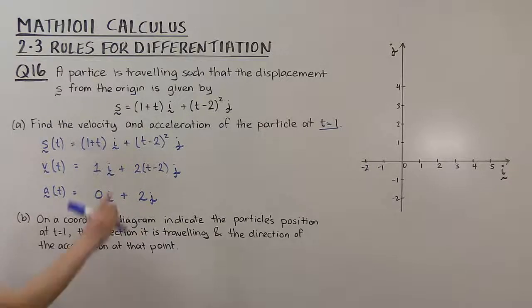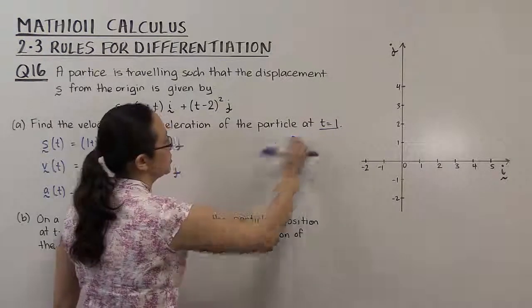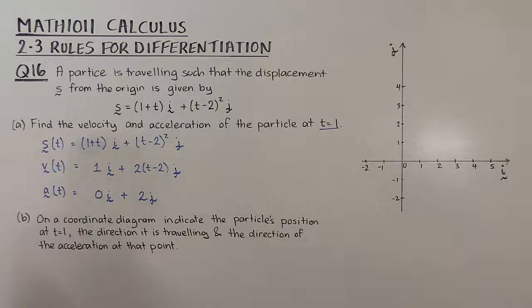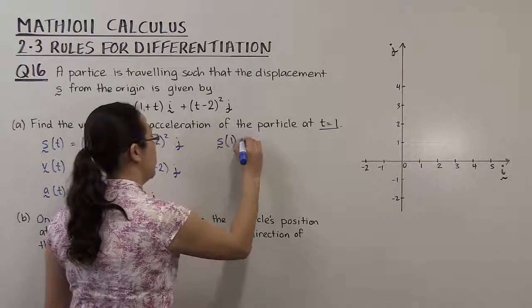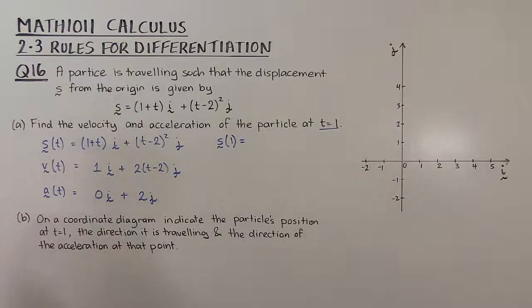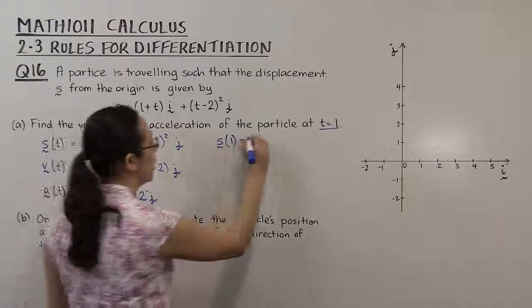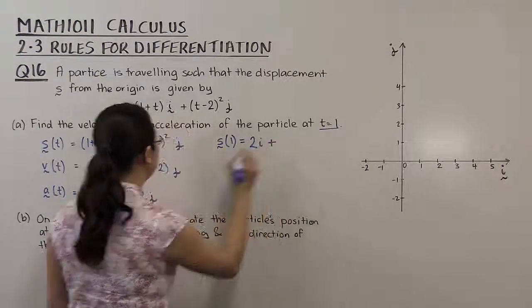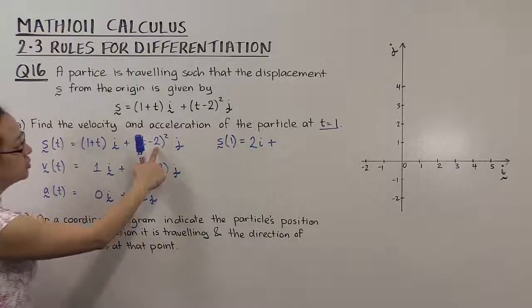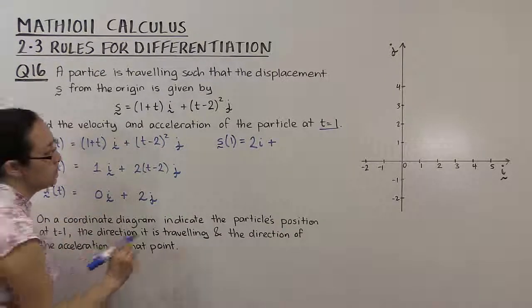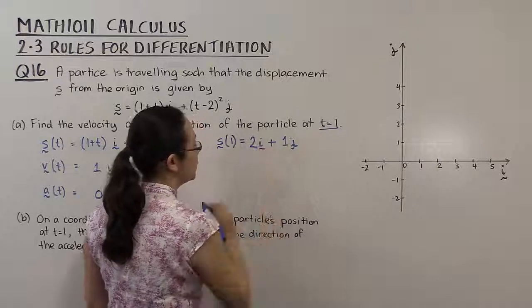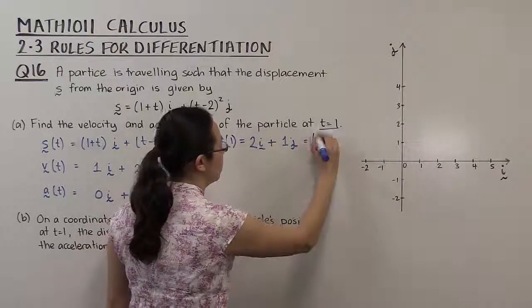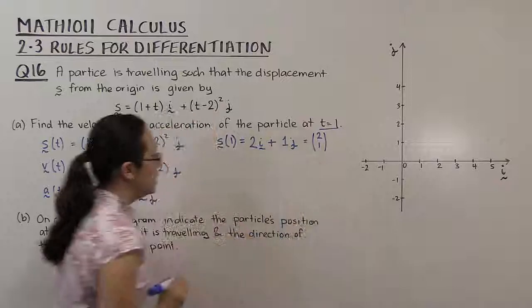Now if we want the velocity and acceleration when t equals 1, we plug in t equals 1. We might as well work out where it is at t equals 1 as well and work out its displacement. So at t equals 1, we're at 1 + 1, so 2i, plus (1 − 2)², that's (−1)², which is 1, so that's plus 1j. So we're at 2i + 1j, or perhaps you'd prefer to write that as (2, 1) in column vector form.